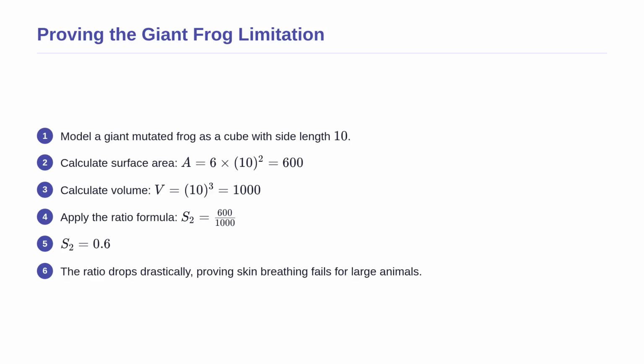The giant frog has less than 1 unit of skin to supply each unit of tissue. This mathematical proof shows exactly why increasing size destroys the ability to absorb enough oxygen through the skin, forcing larger vertebrates to evolve specialized internal organs.